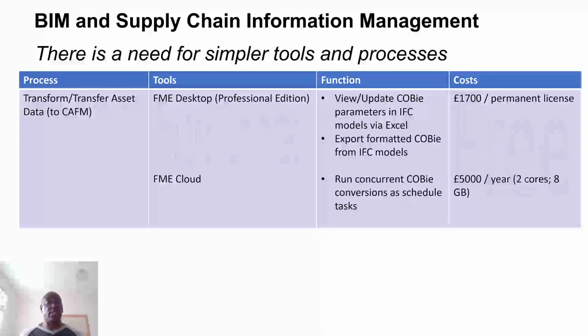And then the final piece of this is a tool set called FME Desktop, which has been traditionally used to transform data for GIS purposes, and has a strong history of that. But it allows us, for instance, to view and update COBie parameters in IFC models, so open data structures. We can apply that information in Excel and then update the model. We can also export formatted COBie information from the IFC models.